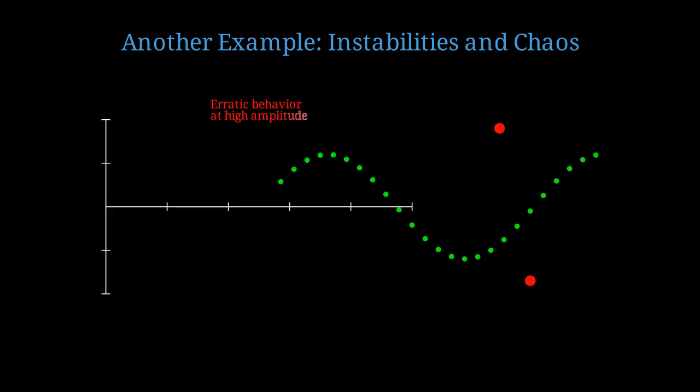Here's another scenario. Suppose you're measuring the position of a pendulum as a function of time, and most points follow a smooth sine wave, but occasionally you get wild deviations. You see nice periodic motion with a few points that seem completely random. Are these errors or real behavior?